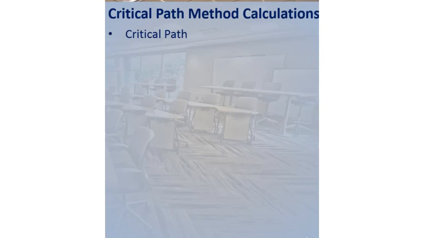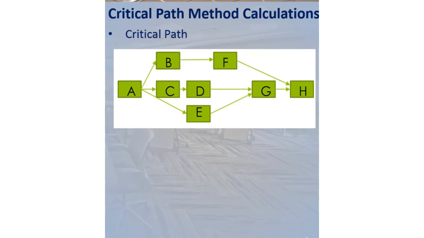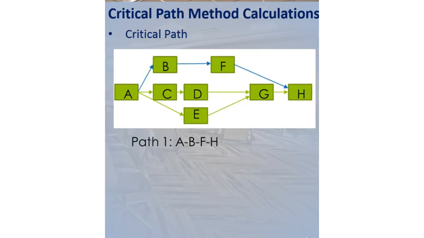A project will cover many tasks from beginning to end. These tasks are linked to each other to create a network diagram. For example, this is a network diagram. Here, you can reach from beginning to end by using different paths. For example, you can follow the ABFH path to reach the end.